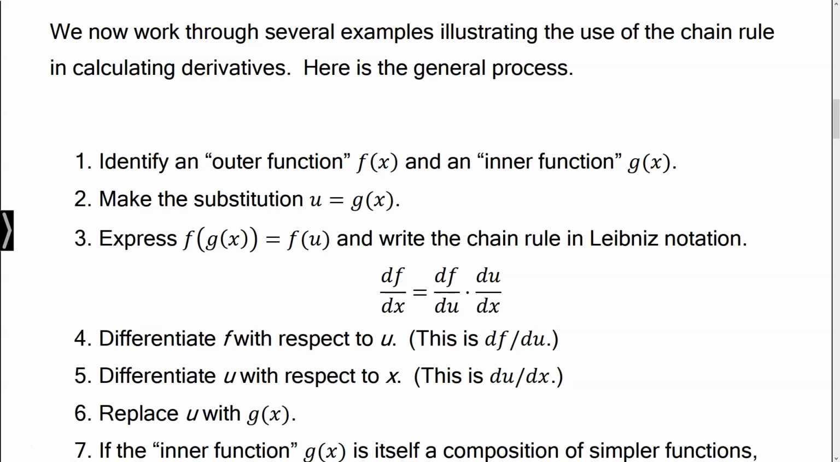Then write the chain rule in Leibniz notation. So in Leibniz notation, the chain rule says df by dx is df by du times du by dx. That's what I was talking about in the last video about the apples: 3 times as fast times 2 times as fast makes 6 times as fast overall. But now we're actually going to calculate these symbolically.